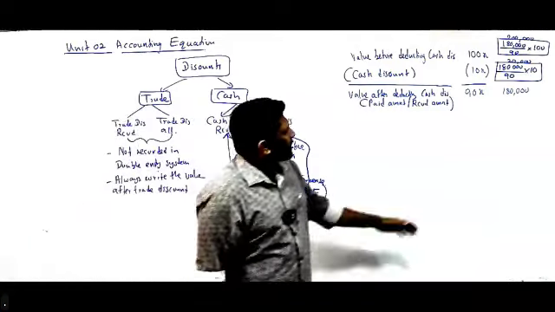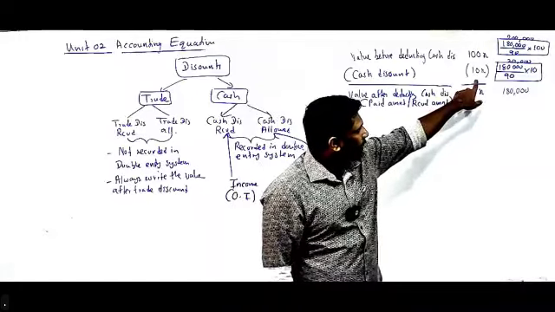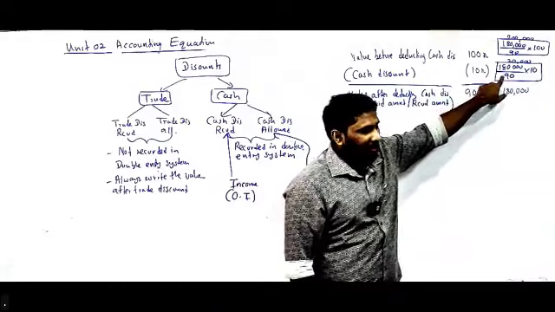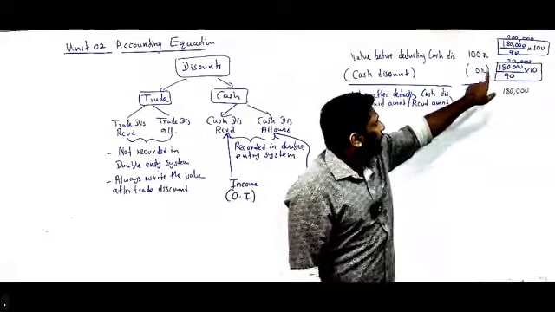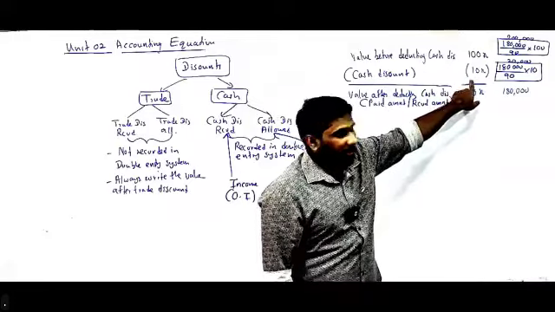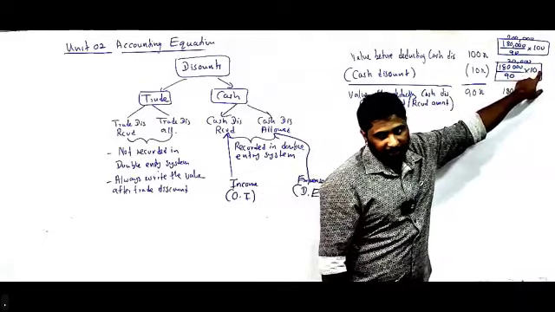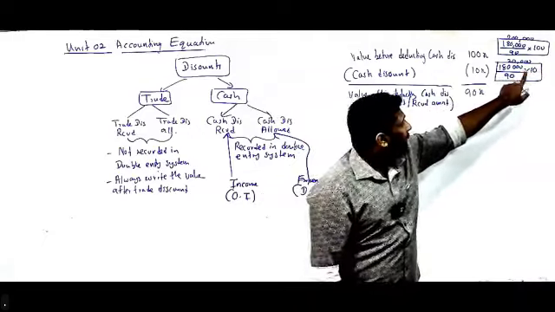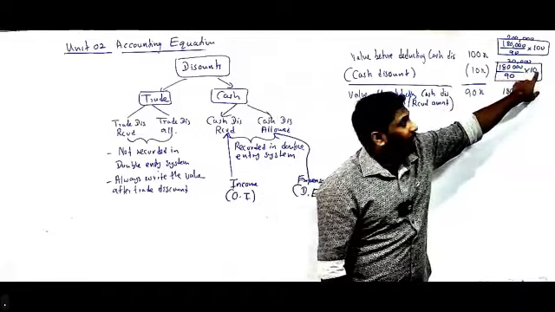Okay. Suppose the discount is 20%. Then what you should do? Divide this by 80. Multiply by 20. If the discount is 15%, what you should do? Divide it by 85. Multiply by 15. If the discount is 5%, divide this by 95. Multiply by 5.